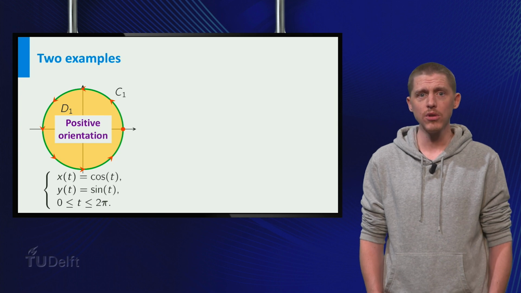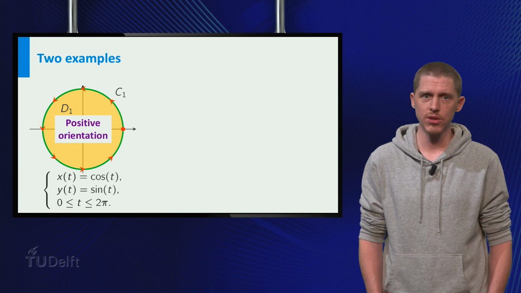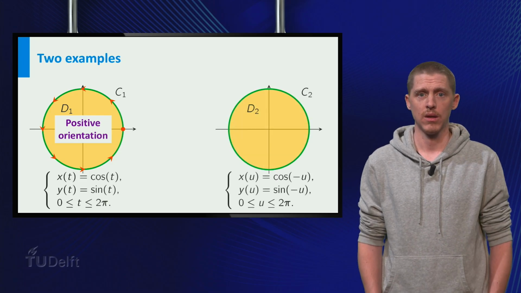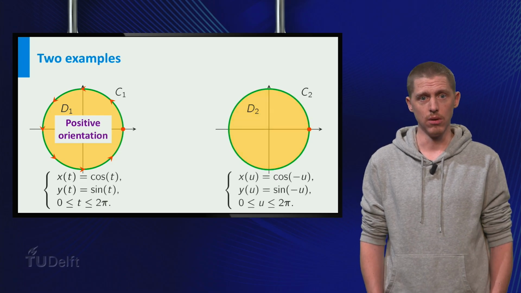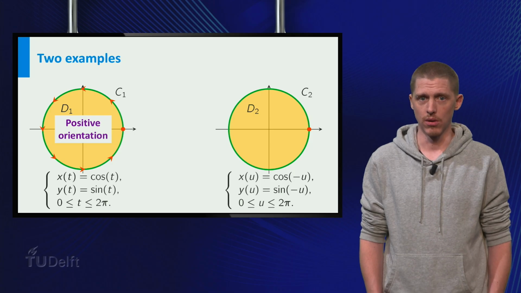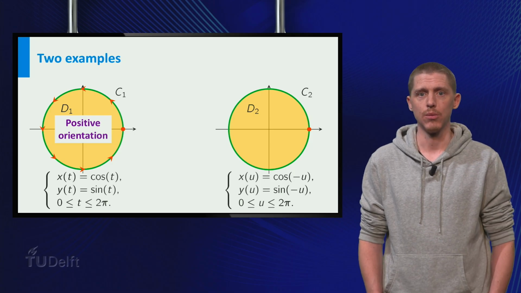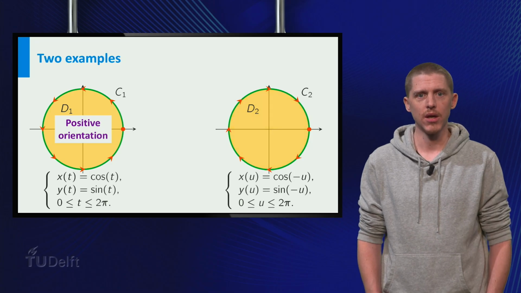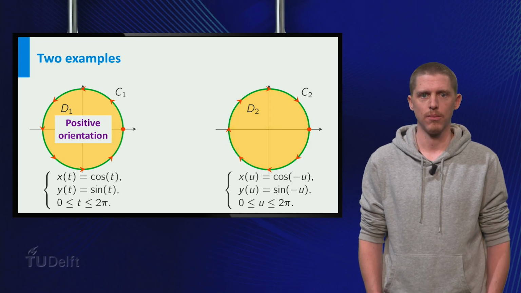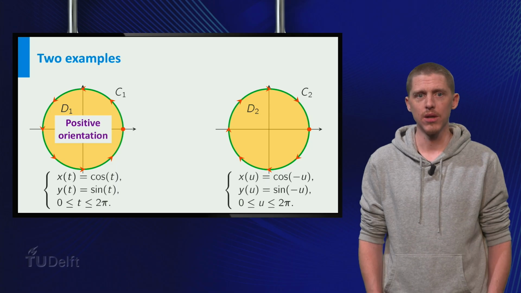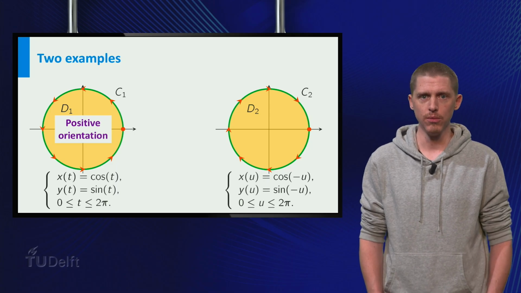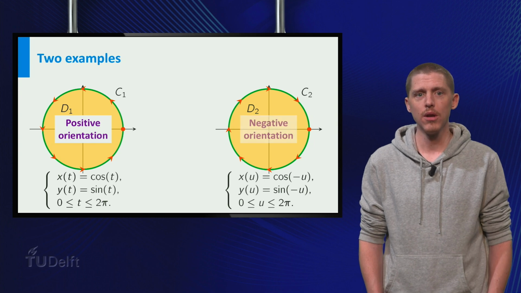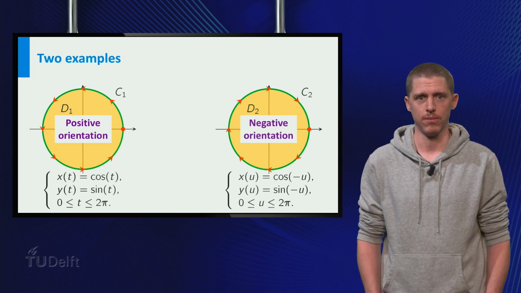We could, however, also take a different set of parametric equations to describe a circle. For example, this one. If we take u equal to 0, we start in the point (1, 0). Increasing u gives that we now traverse the circle in a clockwise direction, which we again can indicate with some small arrows on the circle. In this case, we have made a clockwise traversal over the curve C2, so with the alternative parametric equations for a circle, we have found a negative orientation of C2.